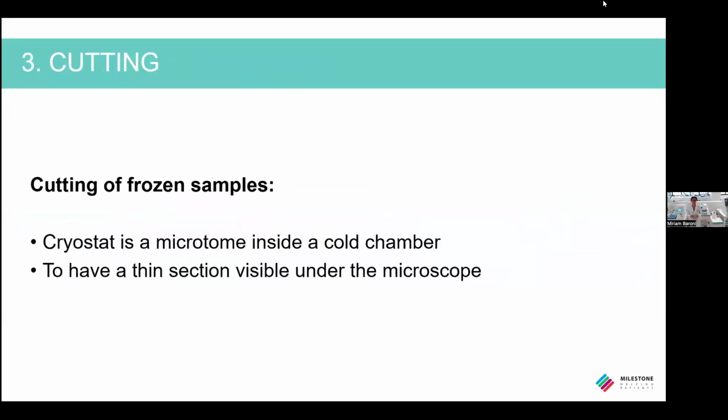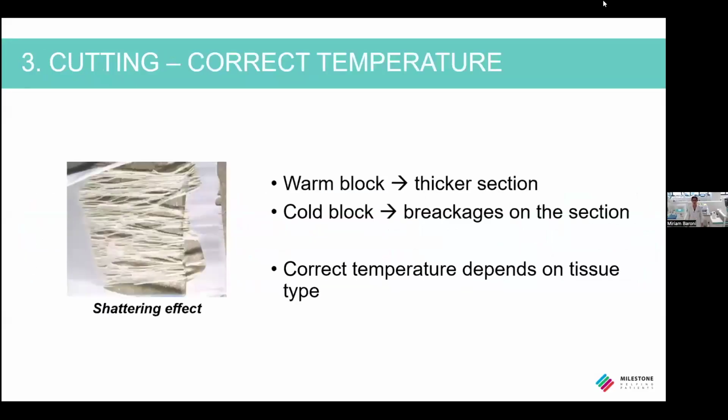The cryostat is the core instrument in the frozen section procedure. It is a microtome inside a cold chamber, so it allows us to cut a thin section of the sample while keeping it frozen. Cutting is usually influenced by two factors. The first one is the temperature of the block. If the block is too warm, the section will be too thick and so not good to see under the microscope. While if it is too cold, the block will be more fragile and the section will break, giving the shattering effect that you can see in this image.